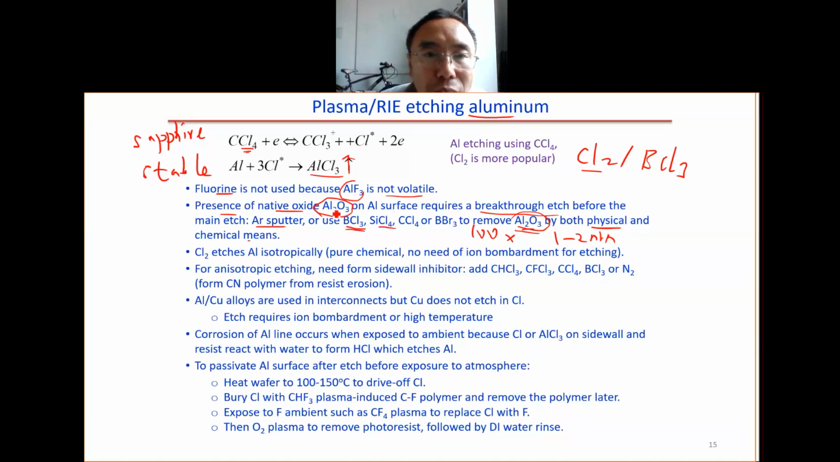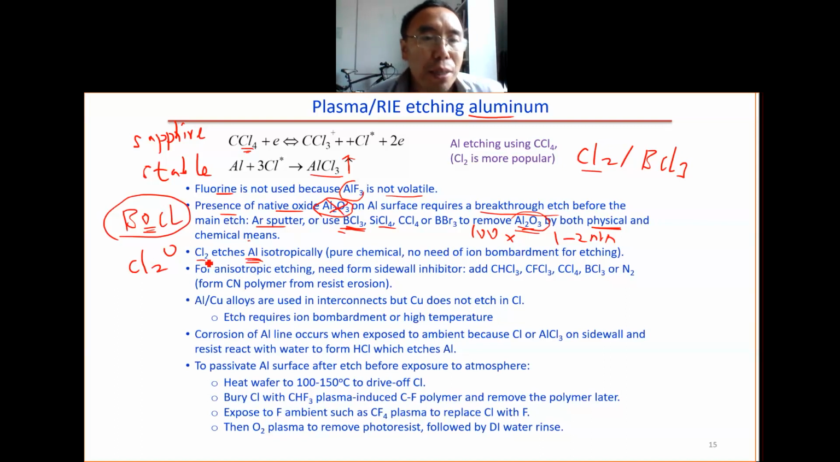So why can BCl3 etch away the aluminum oxide? First, we have the physical bombardment. Secondly, we have the boron, and we form BOCl. So this takes away the oxygen. The oxygen here can be taken away by BCl3. But if we use pure chlorine gas, the oxygen in the aluminum oxide cannot be taken away. Once the oxide is gone, the pure aluminum can be etched easily by the chlorine gas, and this etch is isotropic. It's a pure chemical etch. No need of ion bombardment for the etching.